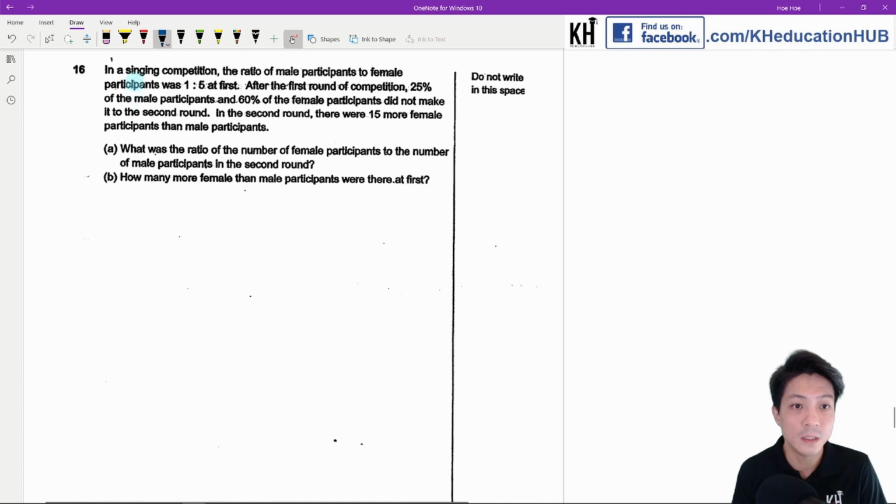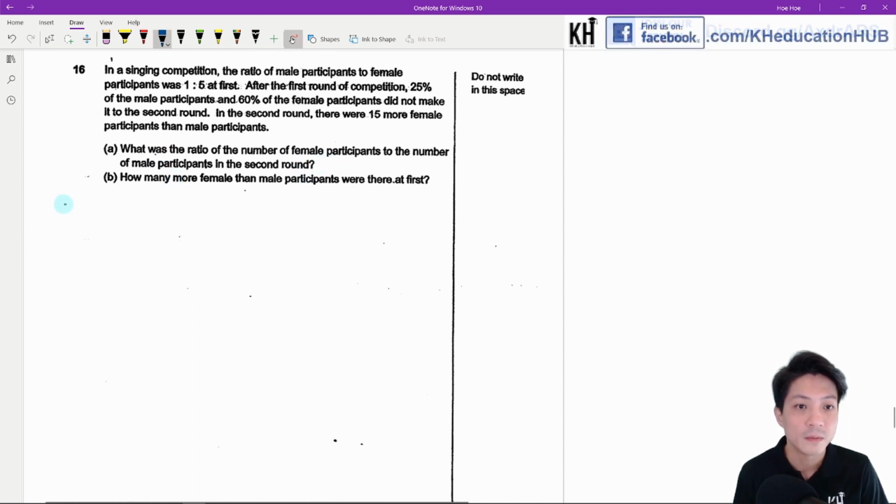Okay, question 16. In a singing competition, the ratio of male participants to female participants was 1:5 at first. After the first round of competition, 25% of the male participants and 60% of the female participants did not make it to the second round. In the second round, there were 15 more female participants than male participants. Okay, so part A, what was the ratio of the number of female participants to the number of male participants in the second round?